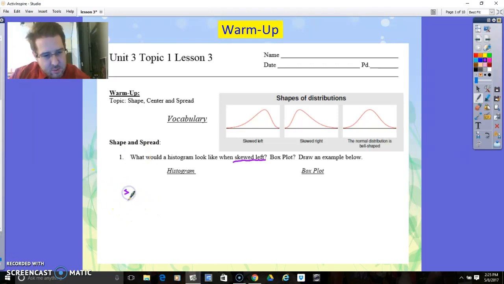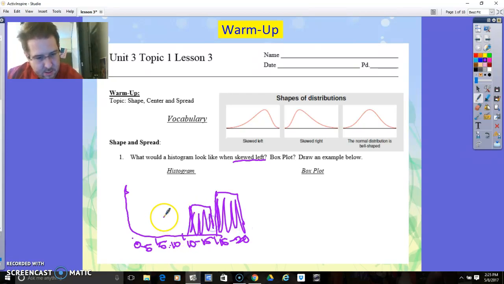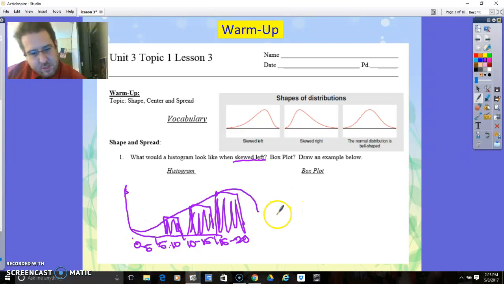So histogram. I'm just going to give a crude example here. Let's say 0 to 5 is the interval here, and then it goes from 5 to 10, and then from 10 to 15, and then 15 to 20. Now, if it was skewed left, that means a majority of the data is on the right. So it's going to be mostly on the right. Looks something like this. Yeah, I know. So that's skewed to the left. I know it's very crude.